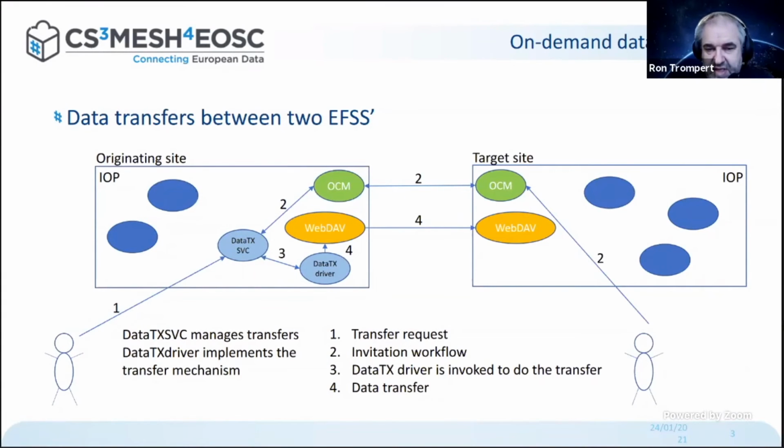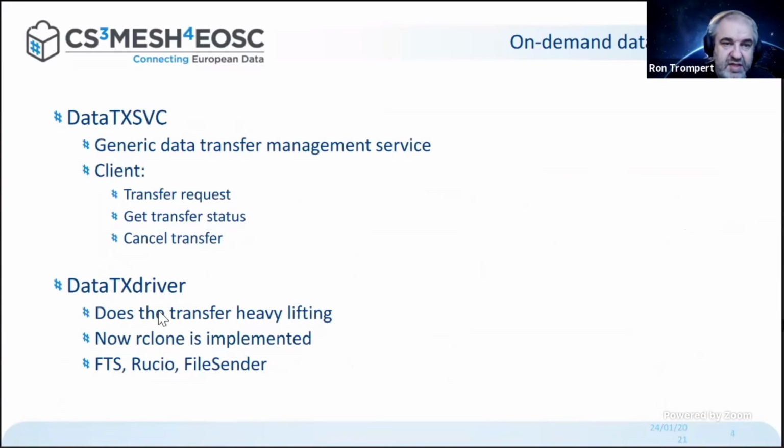Basically what we see here is the transfer request, the invitation workflow we discussed earlier, and the driver that invokes the transfer and the actual transfer itself. The service does the transfer request, gets transfer statuses, and also allows you to cancel a transfer, and the driver does the real heavy lifting. For now, we have implemented the Rclone mechanism, which you may all well know. But in the future, we're also considering interacting with Rucio, the data management platform used by high energy physics and now also by astronomy, and FTS, the file transfer service, and FileSender.